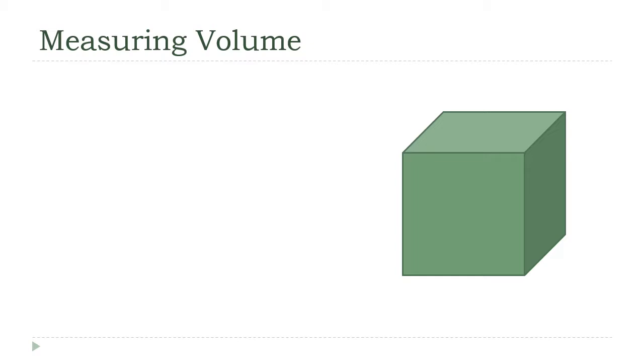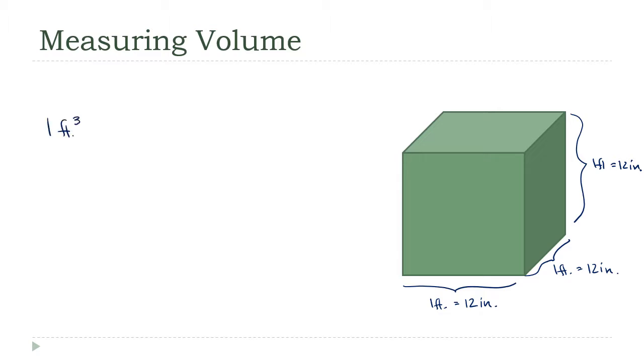Okay, look, volume is going to be the exact same thing, but we're going to do it in 3 dimensions instead of 2, right? If this box is 1 foot on a side, that's 12 inches, so this one will be 1 foot or 12 inches. Same thing here, right? 1 foot, 12 inches. All right, this is a 1 cubic foot box. I would say 1 cubic foot.